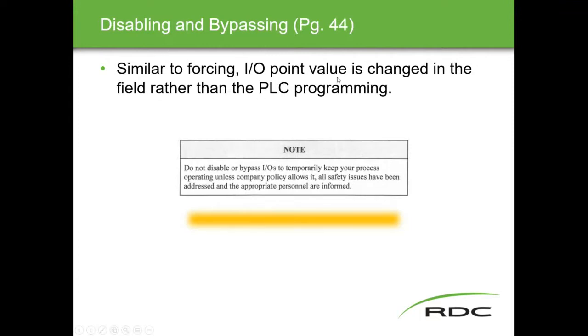Disabling and bypassing is done in the field. So this is like, that level switch isn't working. I have two choices. I can either force it in the PLC program, or you can go out in the field and twist the two wires together. Right? It's a big difference.